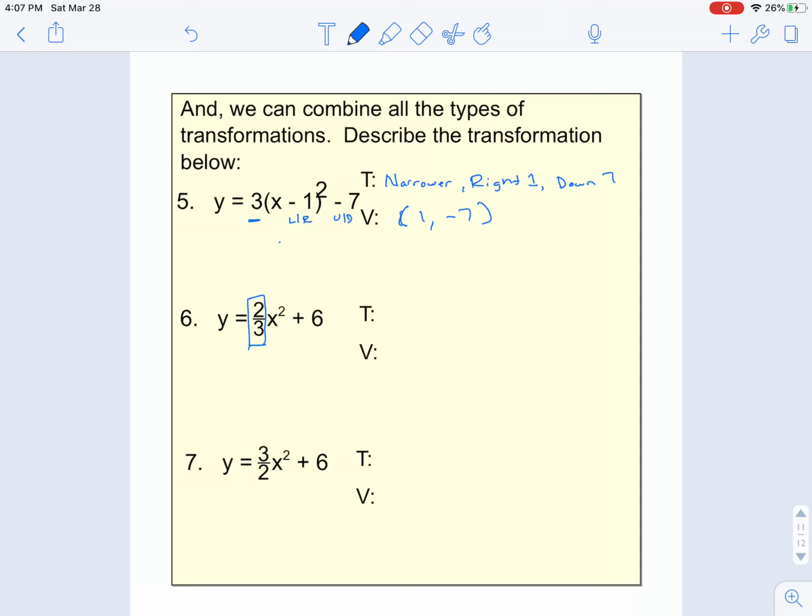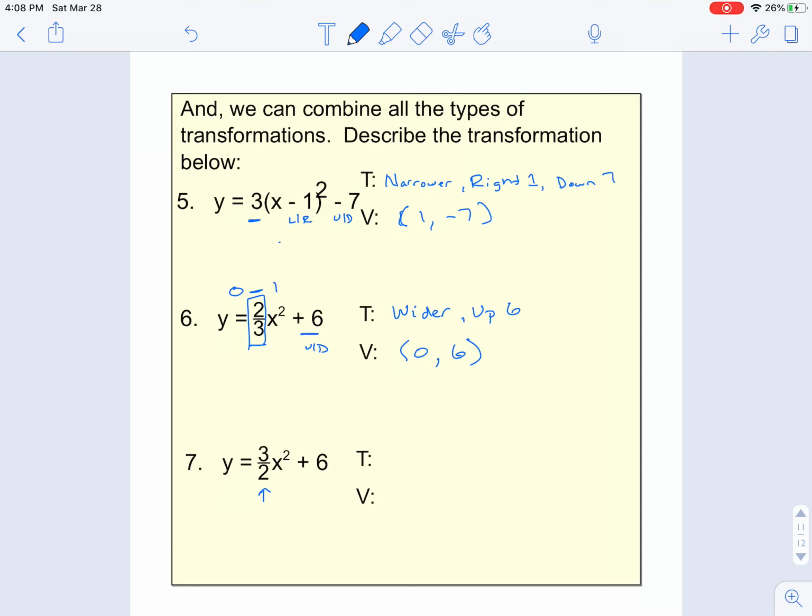Vertex, right 1 means it's at 1. Down 7, -7. I've got a number, 2/3. That number is smaller than 1. Since it's smaller than 1, it's in between 0 and 1. It's in between there. This is going to get wider. And I've got a number outside the parentheses. That's my up-down spot. So it's going to go up 6. Vertex, I didn't have any left or right motion, but I do have an up 6. So I'm going to put 6 there.